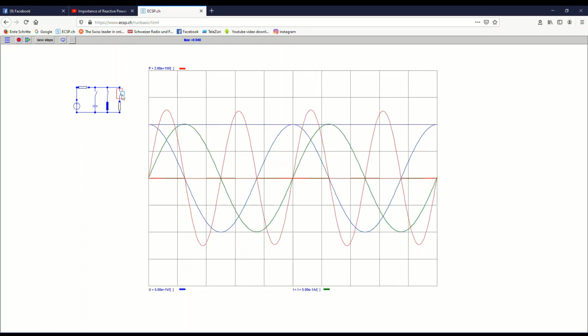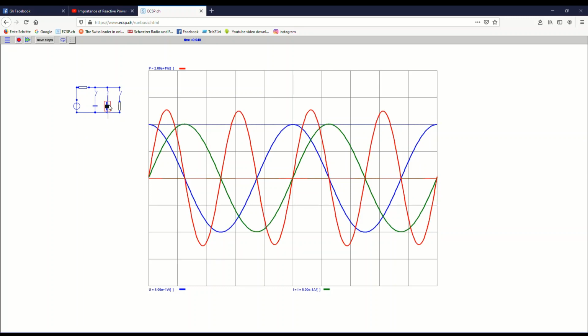I have now switched from the resistive load to the inductive load. What you immediately see is that the power is oscillating between plus and minus. So the power is really oscillating between the load and the source at double the network frequency. The network frequency in this case is 50 Hertz. So the power is oscillating at 100 Hertz.